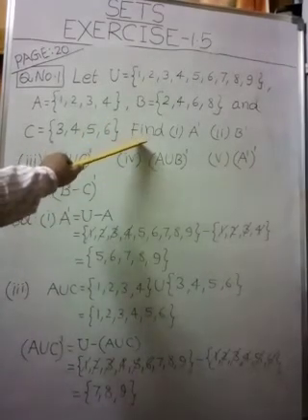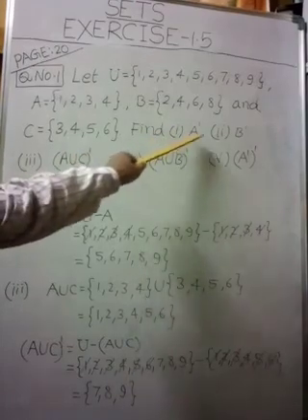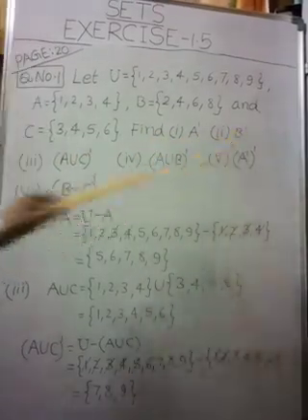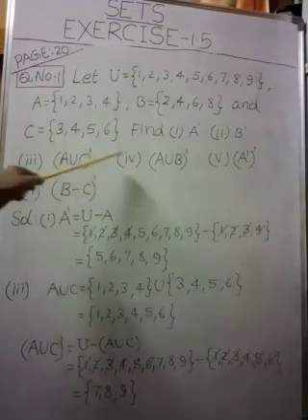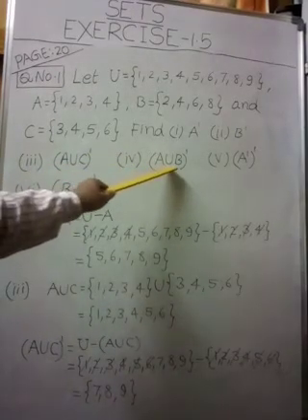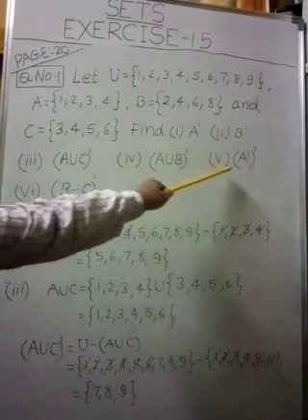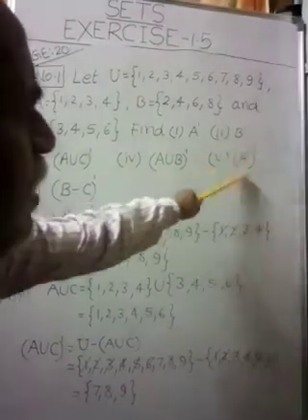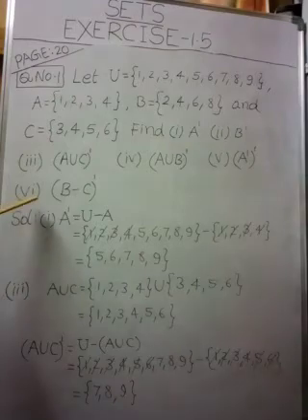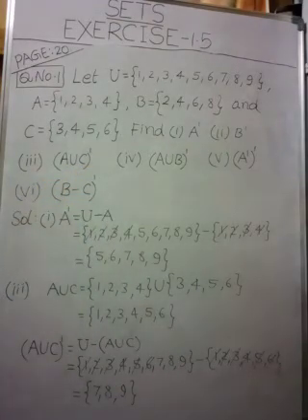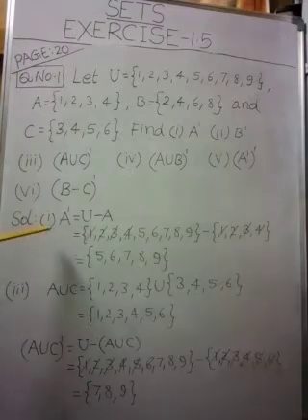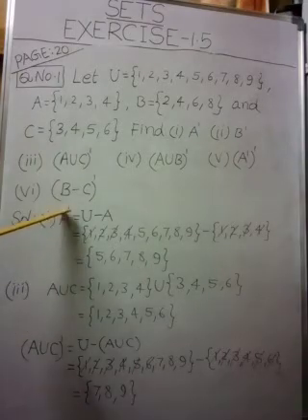Now we have to find A complement. Second question, B complement. Third question, (A union C) whole complement. Fourth question, (A union B) whole complement. Fifth question, (A complement) whole complement. And sixth question, (B minus C) whole complement. Okay, my dear children.